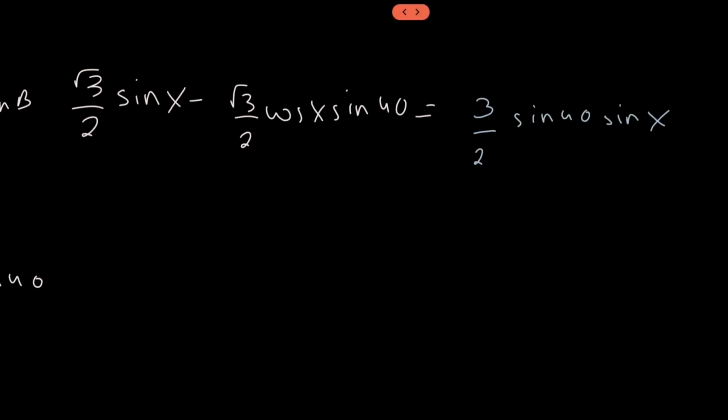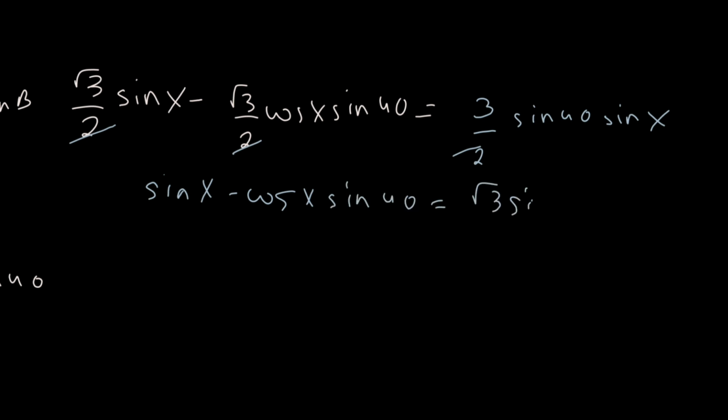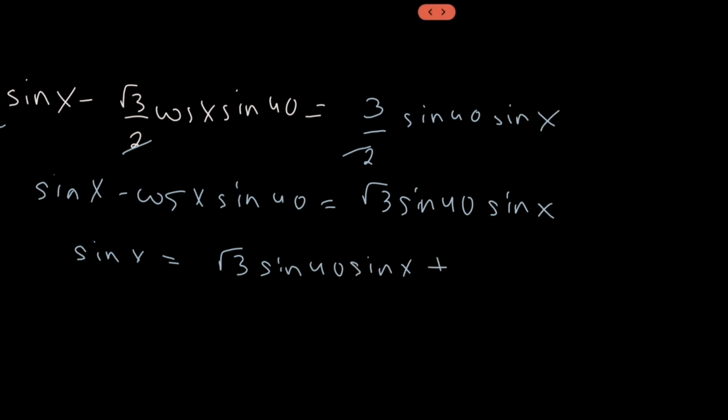Now we can simply cancel out this 2, 2 and 2. Multiplying root 3 on both sides, we will finally get sine of x minus cos of x sine of 40 degrees equals root 3 times sine 40 degrees multiplied with sine of x degrees. Okay, now I will move this term to that side. So I will finally get sine of x degrees equals root 3 times sine of 40 degrees sine of x degrees plus cos of x degrees into sine of 40 degrees.